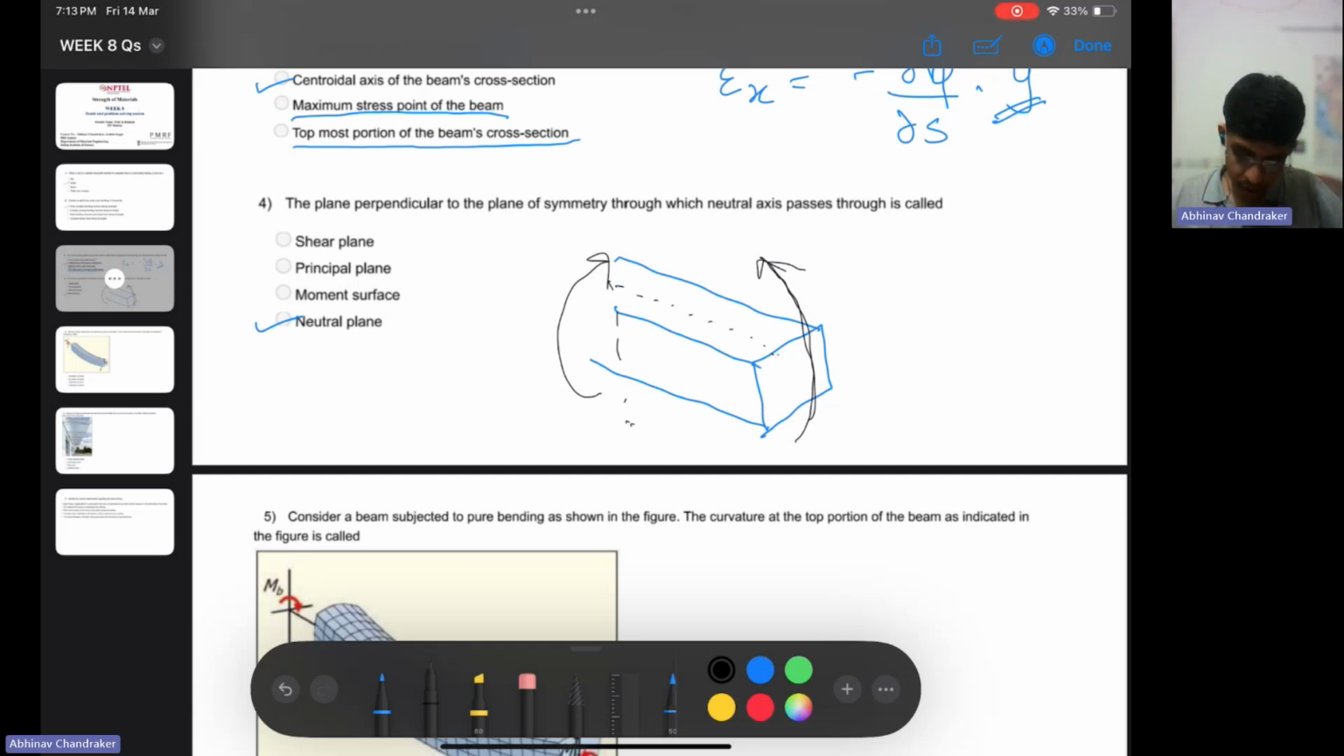So this is the plane of symmetry through which the neutral axis is passing. This is the neutral axis, right? Going through, I think this point, maybe you can say. So this is the neutral axis passing through the centroid where you will not have any axial strain.